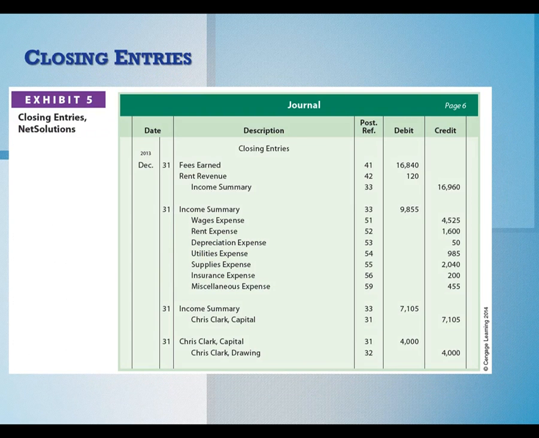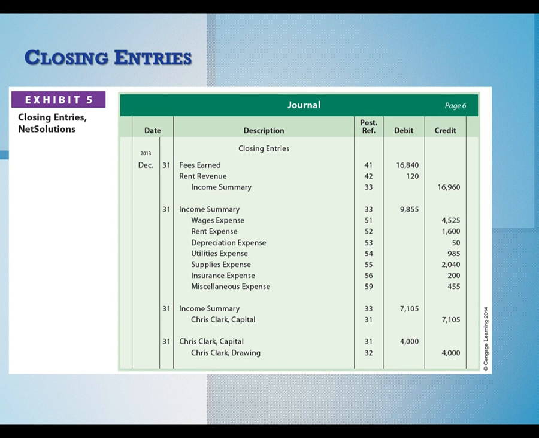Here is a list of those journal entries that I was just talking about in journal form. There will always be 4 closing entries. They will always be in this order. The only thing that will be different from the picture you're seeing is you may only have fees earned and not rent revenue, or you may have more than that. You may not have all of those expenses. You may just have 2, or you may have 10. Chris Clark may not always be your owner, but those entries will look like that every single time.